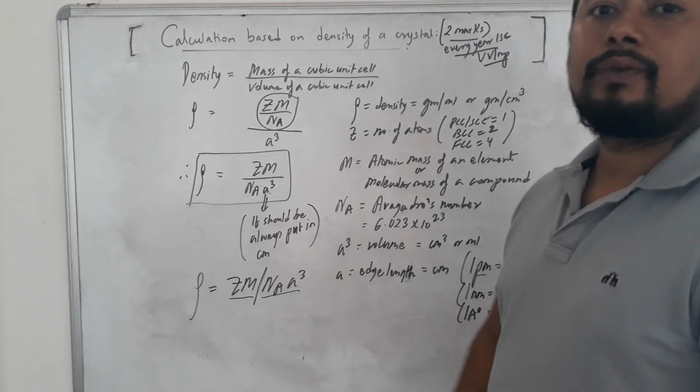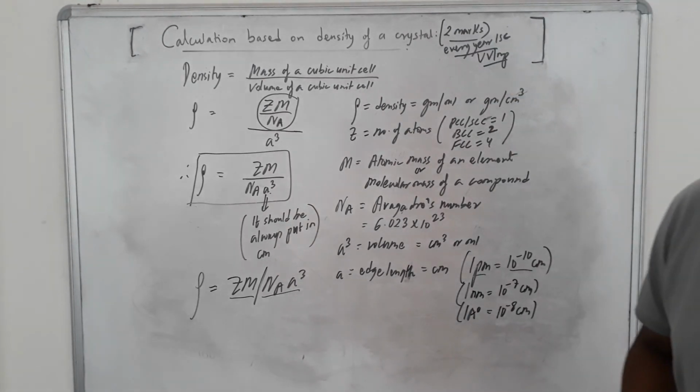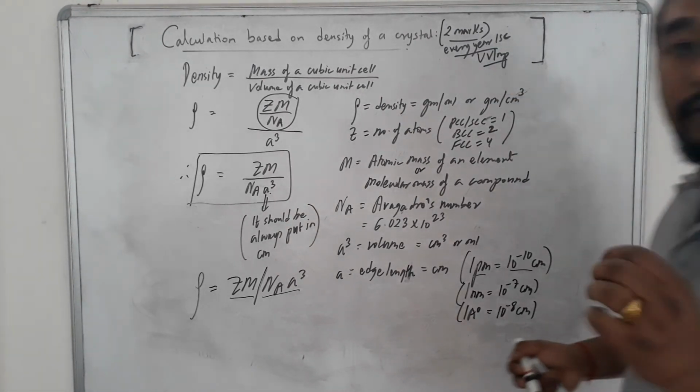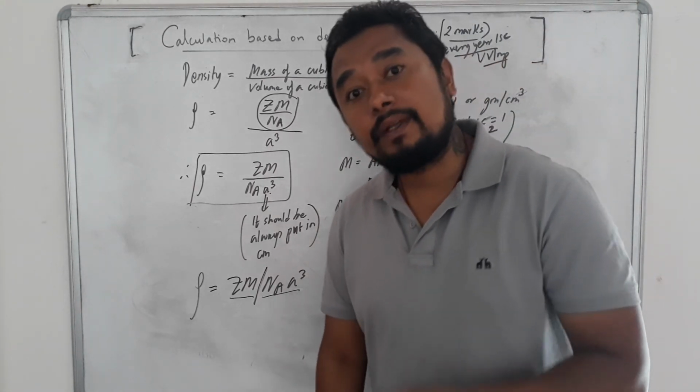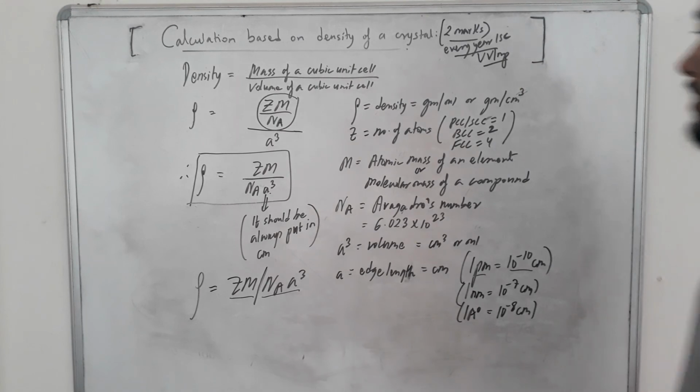Na. So when you say Na, a comes 3 times, so a cube. The formula for density is rho equals ZM by Na, where a is cubed. Why? Because a comes 3 times. So when you say Na, okay.